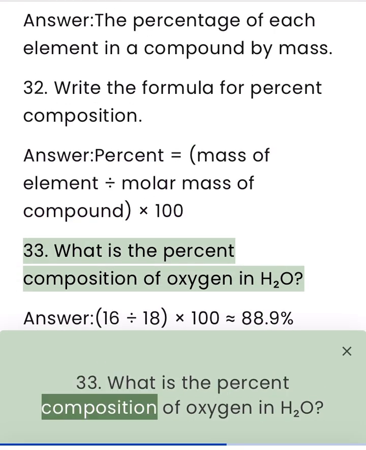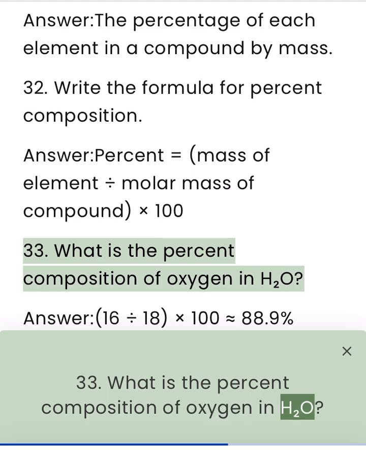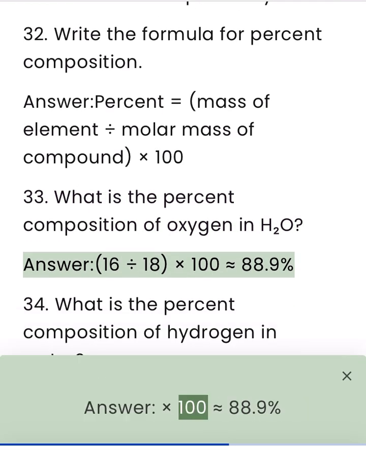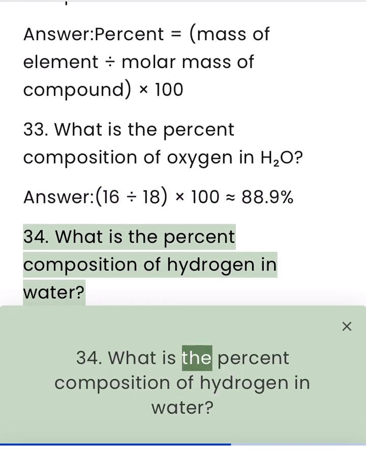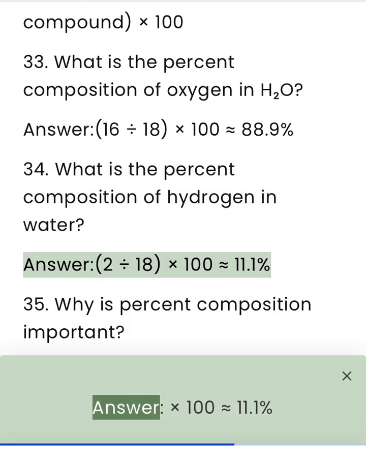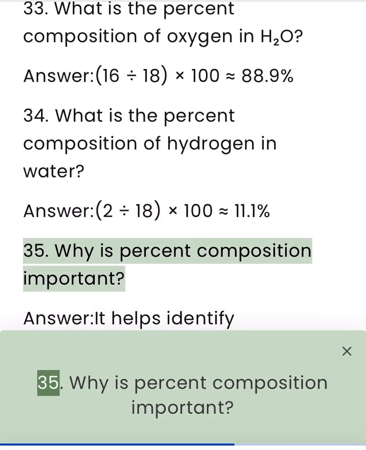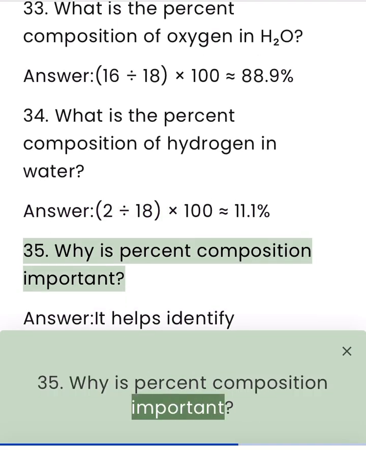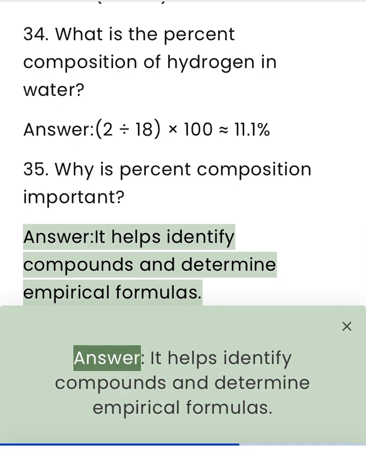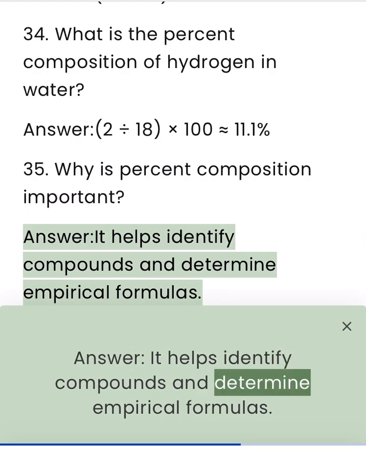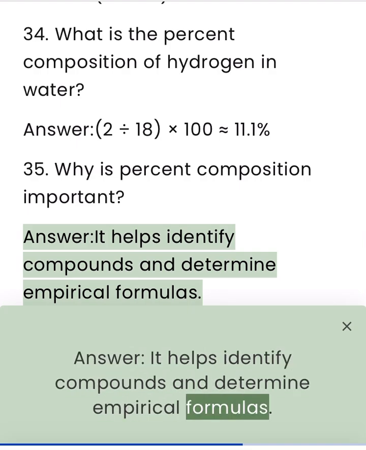33. What is the percent composition of oxygen in H2O? Answer. 88.9%. 34. What is the percent composition of hydrogen in water? Answer. 11.1%. 35. Why is percent composition important? Answer. It helps identify compounds and determine empirical formulas.